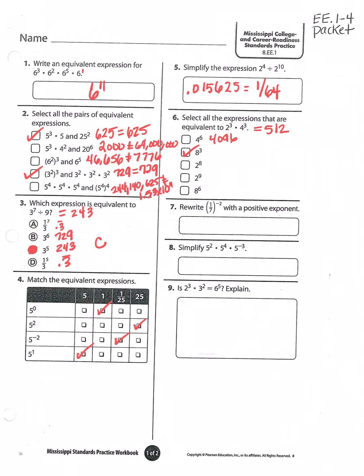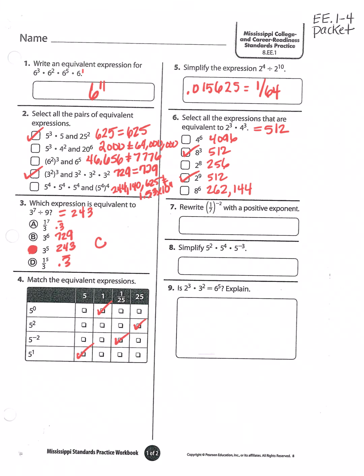2 to the 8th, that one's 256. 2 to the 9th, that one is 512. Mark that one, and I forgot to write 512 on the second one. And then the last one is 8 to the 6th, and that one is 262,144, which is not 512.